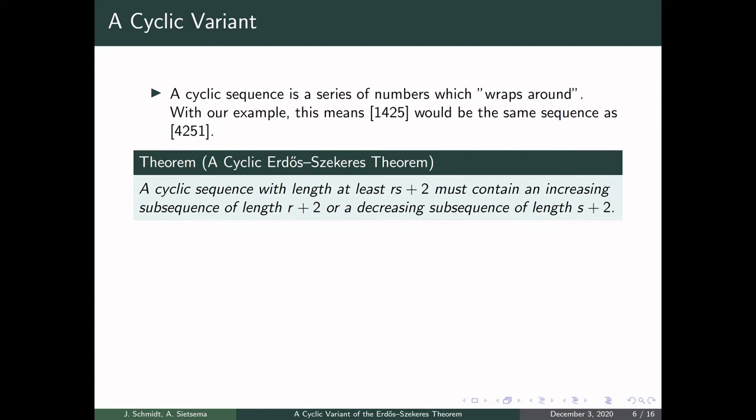We say that a cyclic sequence with length at least r times s plus 2 must contain an increasing subsequence of length r plus 2 or a decreasing subsequence of length s plus 2.